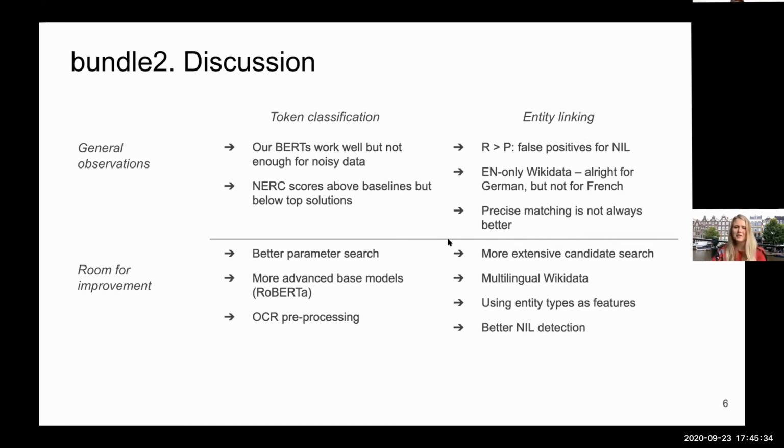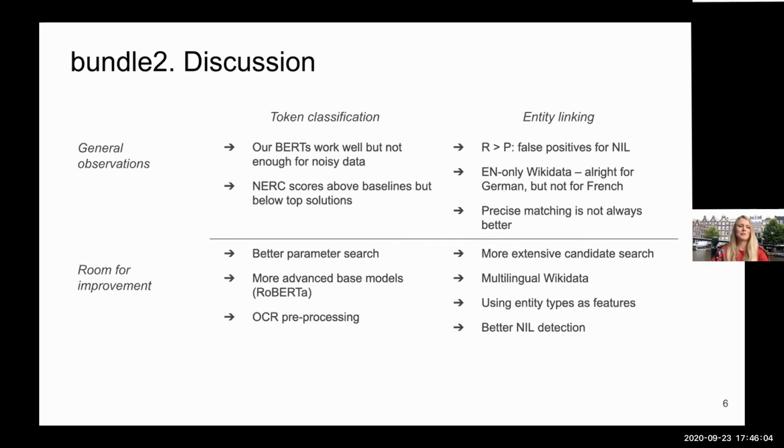Candidate search can be improved. Elasticsearch has a lot of settings and can use embeddings for search. It can use a lot of things. I was using just the very basic settings, so there is a lot to play with. And obviously, multilingual Wikidata for multilingual tasks is much better than just English. But we only used the English one this time. In future work, it would be interesting to try different ones.